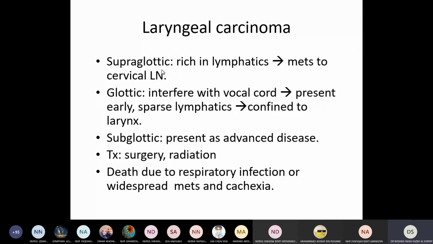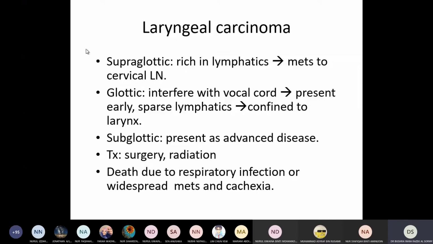Usually the supraglottic type is rich in lymphatics, so it will metastasize to cervical lymph nodes. Glottic interferes with the vocal cord, so it presents early, and spares the lymphatics, being confined to the larynx. This is how they present. In supraglottic cancer, the patient usually presents with metastatic lymph node enlargement, but in glottic, usually with hoarseness of voice. Subglottic usually presents as advanced disease, usually already metastasized.